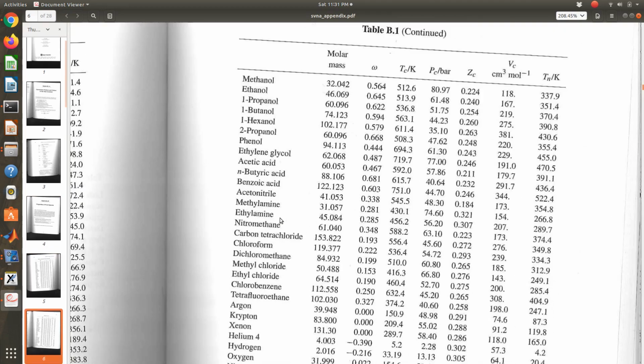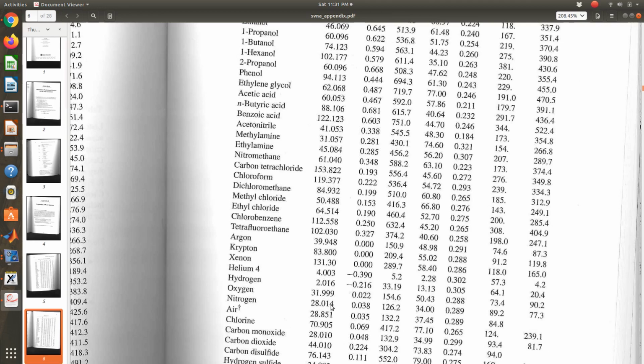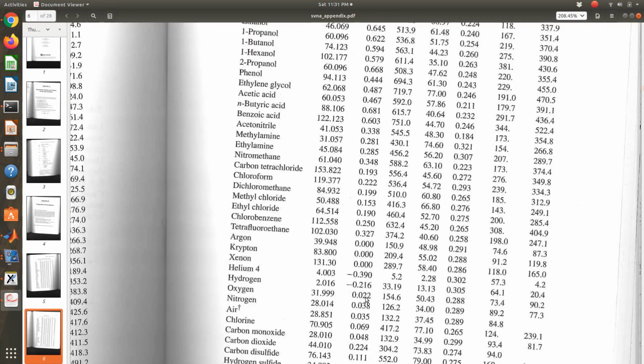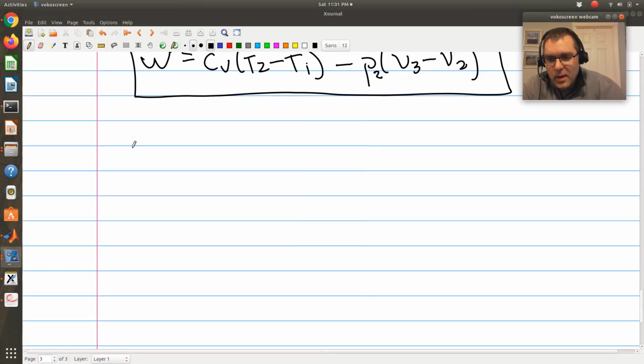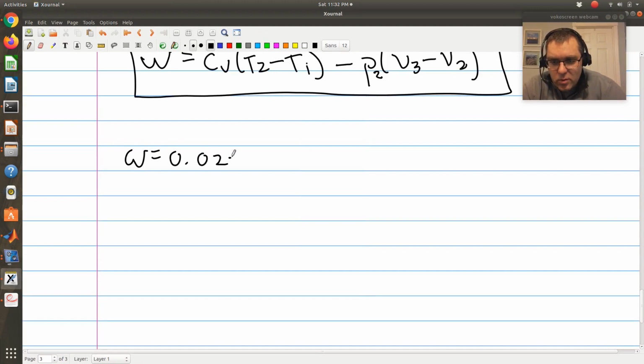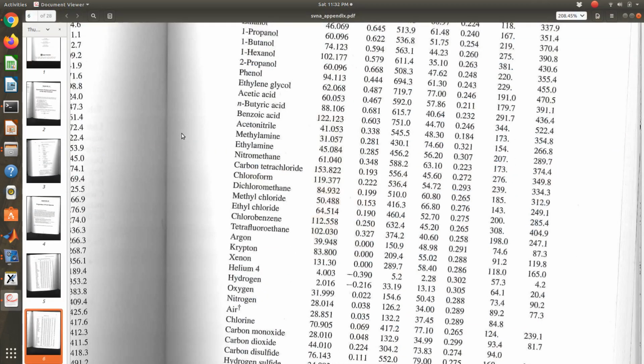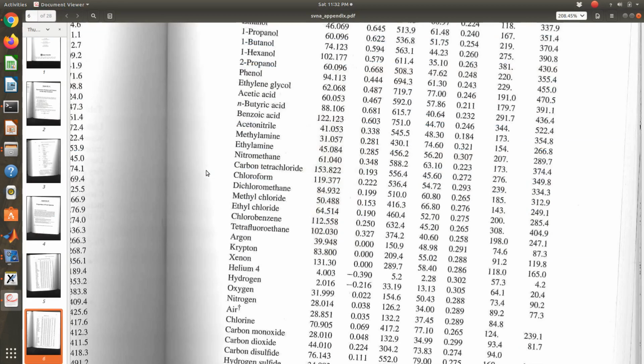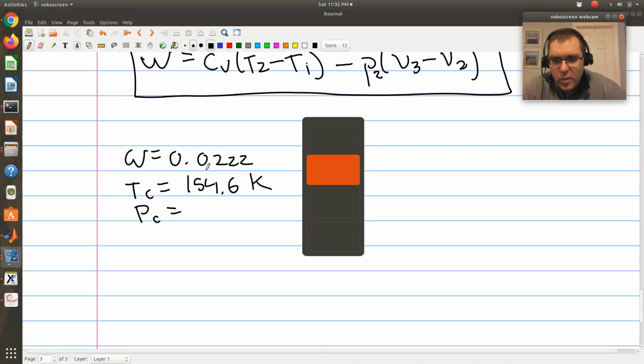Okay, so if I find oxygen, oxygen is here. So it's omega, TC, and PC. Oxygen has an omega really close to 0. Omega is 0.0222. TC is 154.6, and that's Kelvin. And PC is going to be equal to 50.43 bars.